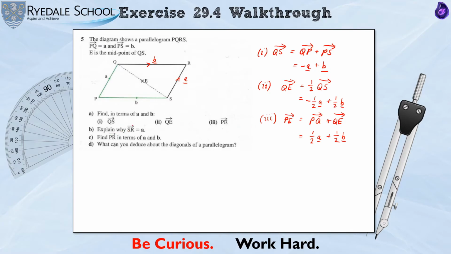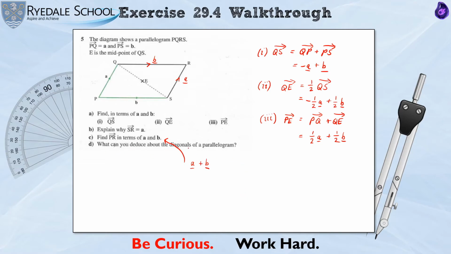It then goes on to say explain why SR is A. And I think I've already explained that. It's because of properties of a parallelogram having parallel sides of the same length. It then says find PR in terms of A and B. So PR is just along here, so it's a B plus an A. So that answer there is just an A plus a B.